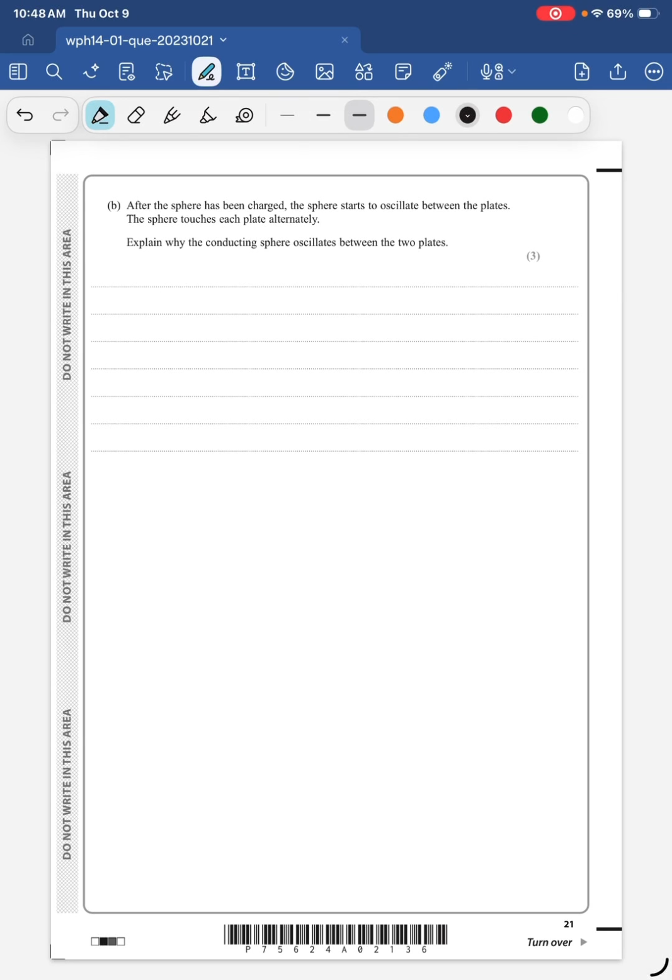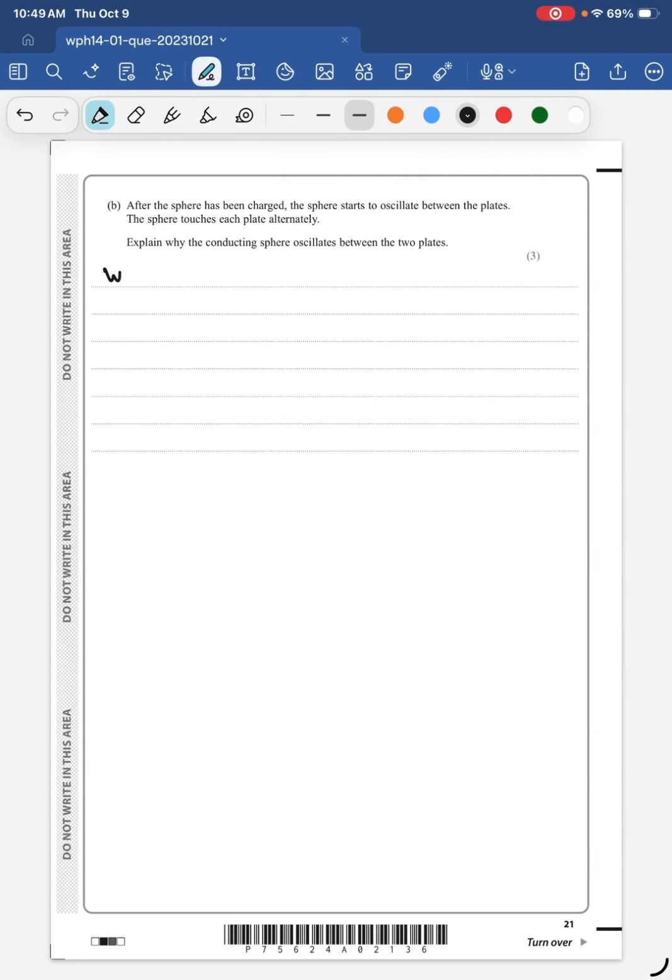part B. After the sphere has been charged, the sphere starts to oscillate between the plates. The sphere touches each plate alternately, okay? Explain why the conducting sphere oscillates between the two plates. So the answer here is kind of simple.